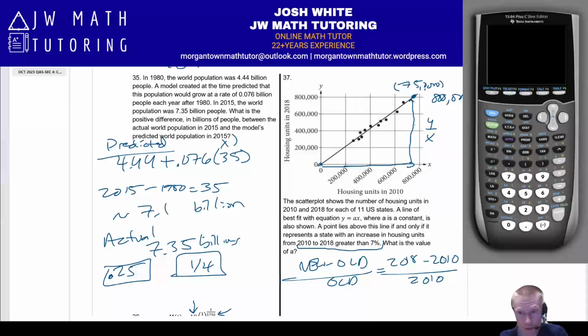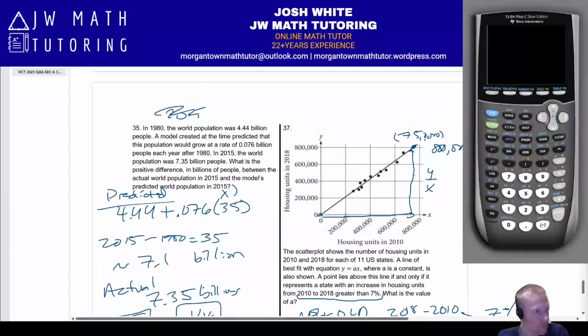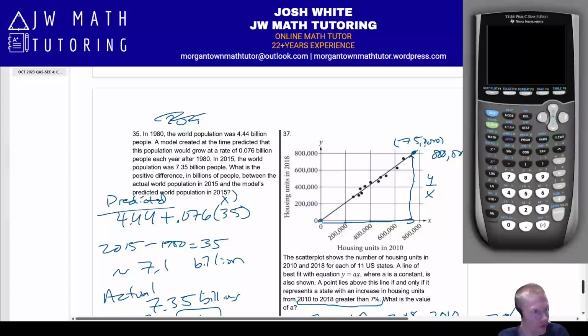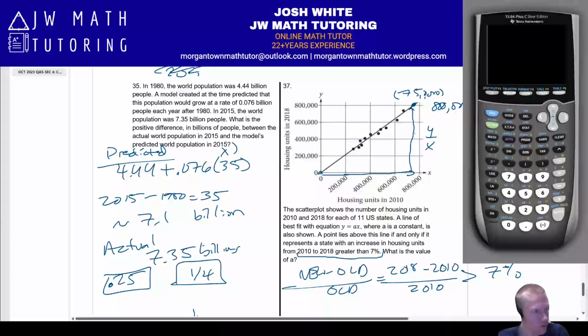And so we're told that if you are above this line, this is greater than 7%. So I'll just use 7%. We can ignore the 100%, that doesn't really matter. Now notice what happens here. Let me just scroll up so we can see the full equation. Yeah, there's the full equation. Now I'm going to scroll down.